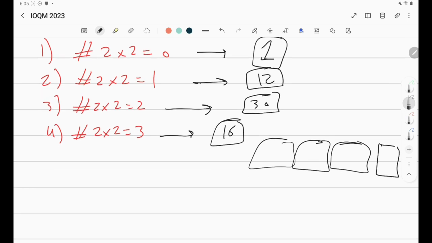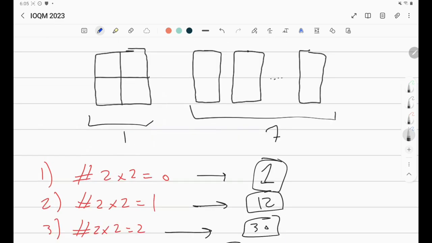So in total, it's 1 plus 12 plus 30 plus 16, and that is 59. So the answer is 59.